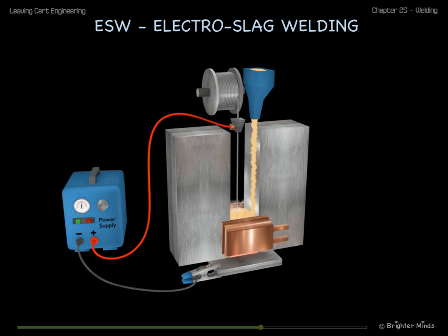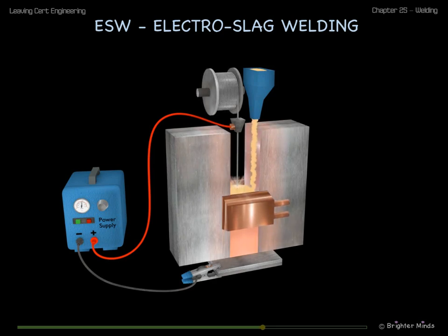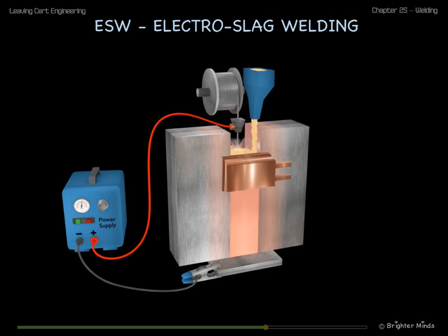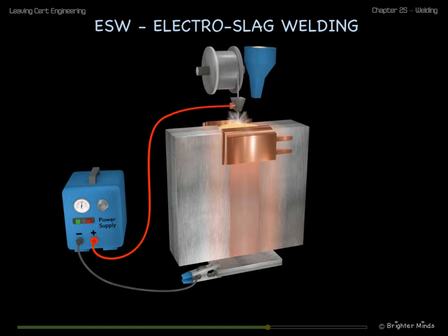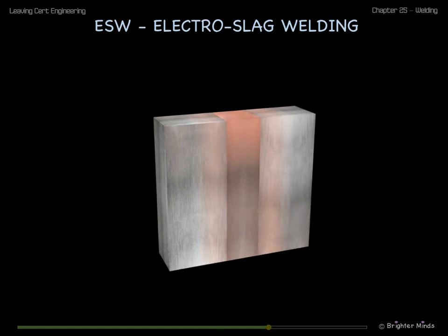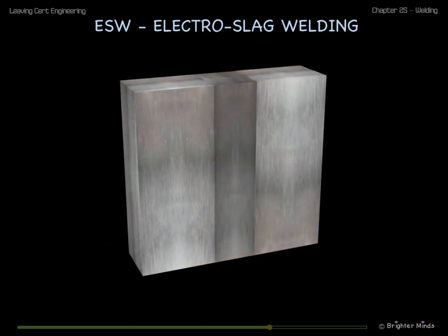Heat from the arc creates a pool of hot molten slag. The arc and the hot slag melt the filler wire electrode and the edges of the metal plates. The electrode, filler wire and flux are continuously fed in. As the water-cooled shoes are raised, the metal and the slag cool to create a solid joint between the metal plates.